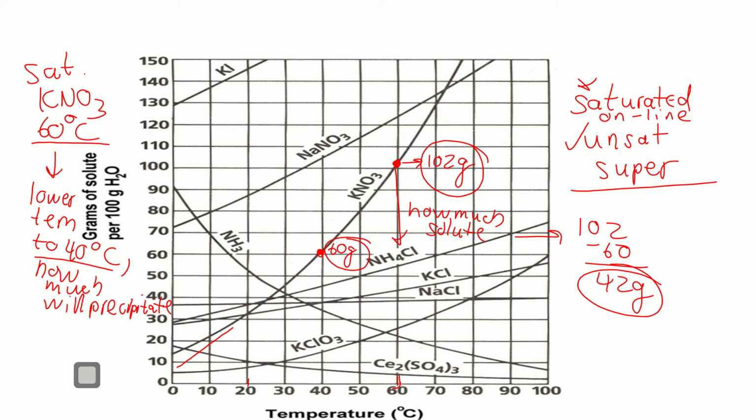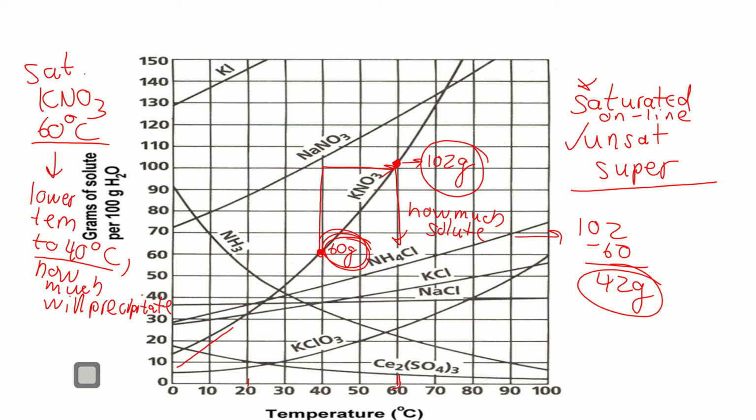So if I'm giving you two temperatures, you're looking at the two saturated points at those temperatures on the line, and then subtracting the two to figure out how much came out. This can be done vice versa. I could say I have a saturated solution at 40 degrees. I now increase the temperature to 60. How much more can I add? 42 grams. So it can be used either way in terms of that question.